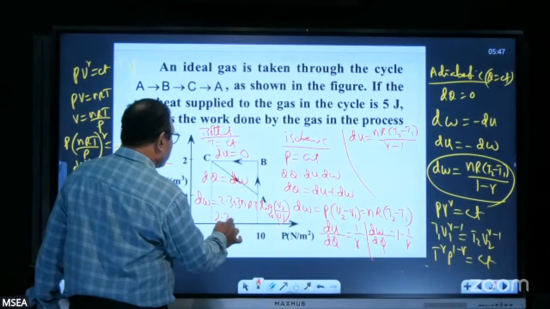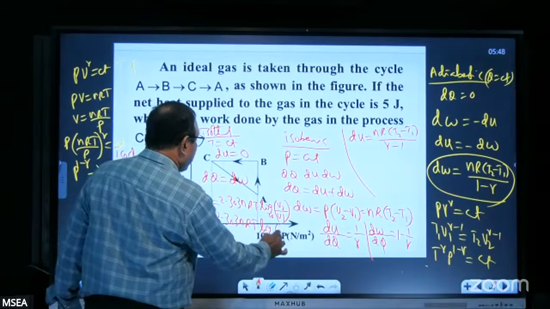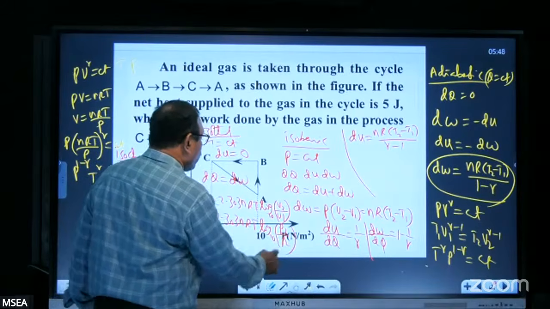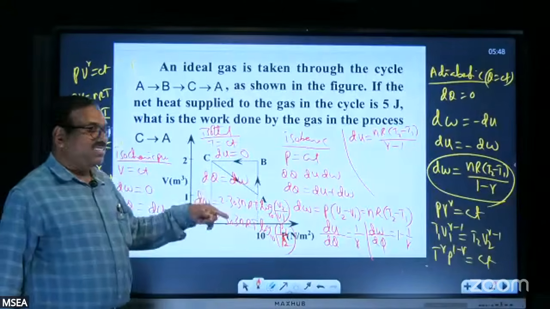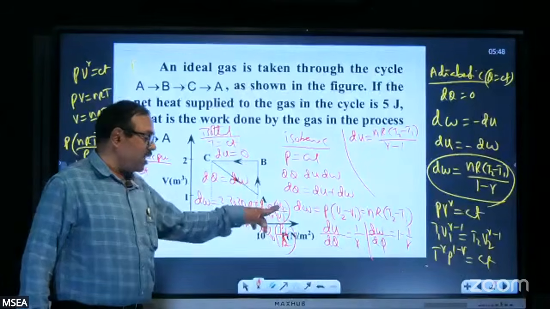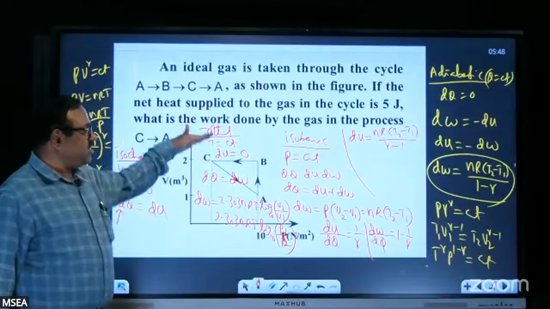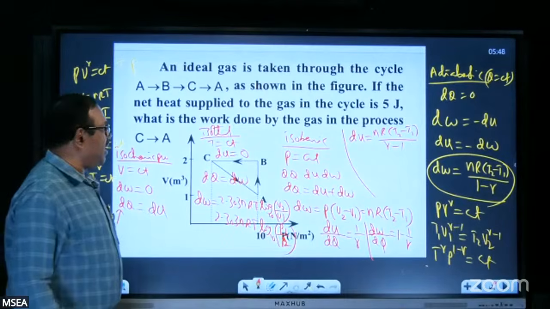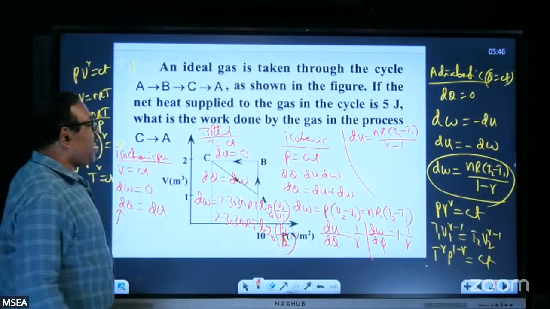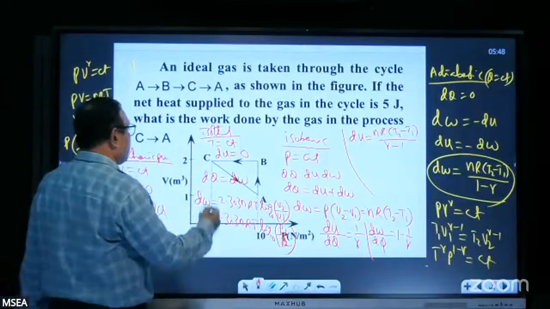Or we can write 2.303 nRT log to the base 10 of P1 by P2. We know that pressure and volume product is constant, P into V is constant. That's why it is an inverse relation. Instead of writing V2 by V1, I can take P1 by P2. This is for the isothermal process. You have to remember this in the isothermal process.